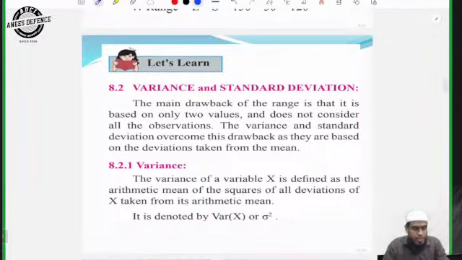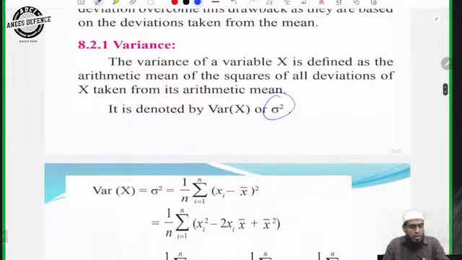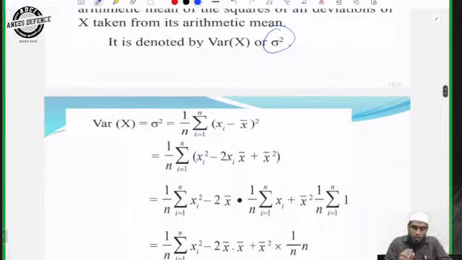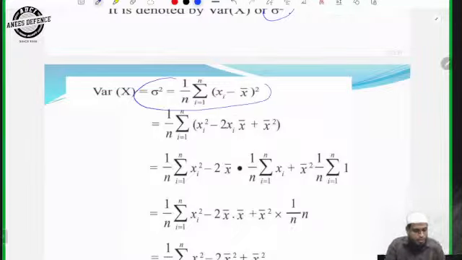Variance is represented as sigma square, and the square root of variance is represented as standard deviation. The normal formula of variance is sigma square equal to summation of i equal to 1 to n, xi minus x bar the whole square, divided by n. That is the formula for variance.